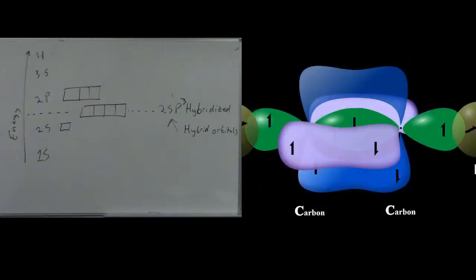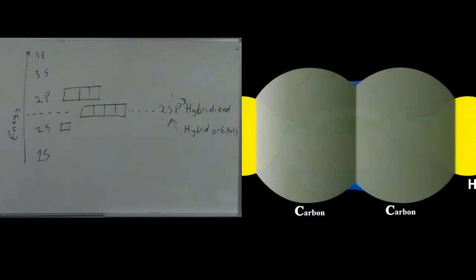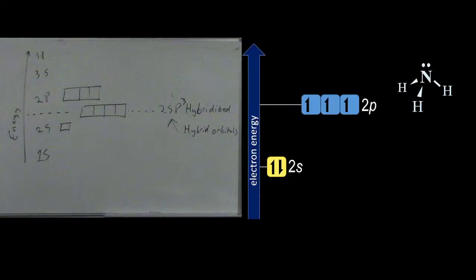Finally, two hydrogens will overlap with the remaining sp hybrid orbitals, creating the C2H2 molecule. The overlap of the space-filling model reflects overlapping orbitals, which is also represented by the ball and stick model. In the remainder of the video, we will look at hybridization of nitrogen and oxygen using NH3, ammonia, as our model for nitrogen hybridization, and H2O, water, for our oxygen model.